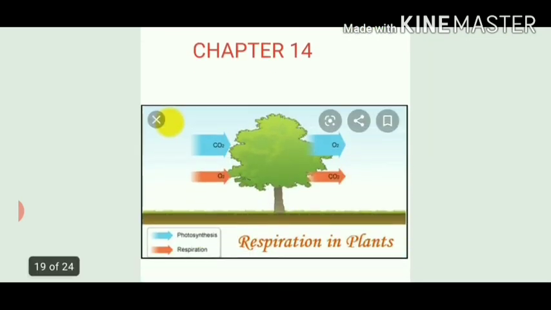Chapter number 14 talks about respiration in plants. It's similar to us, as we need oxygen for respiration, for the breakdown of our food material. Similarly, plants also need oxygen. So with the help of stomata, they take in oxygen and give out carbon dioxide.